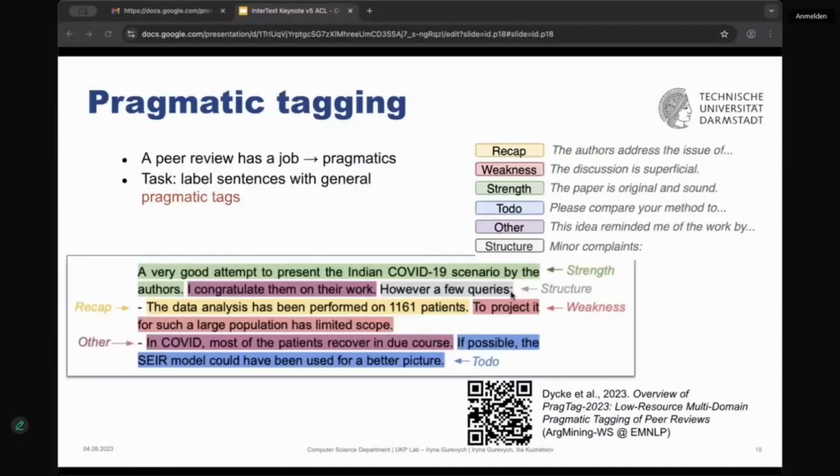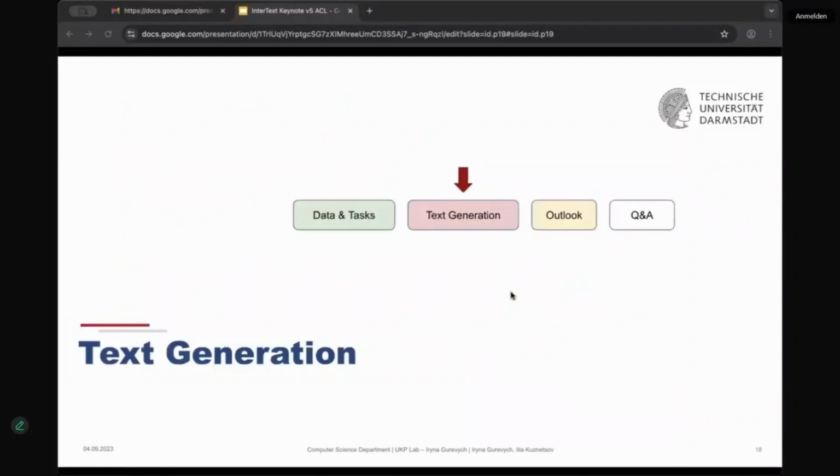And the last example task is pragmatic tagging. As you know, peer review has a job: we want to improve the manuscript. There's a pragmatic purpose, and that's why the review would typically contain sentences with specific pragmatic functions, such as a recap of what the paper has done, weaknesses, strengths, to-dos, and other comments. In this task, we collect data that classifies review sentences in terms of these categories, so we can automatically recognize them. And we have also run a shared task on this a year ago.